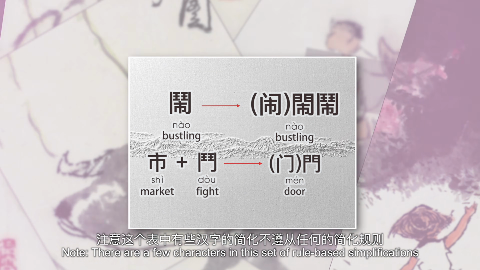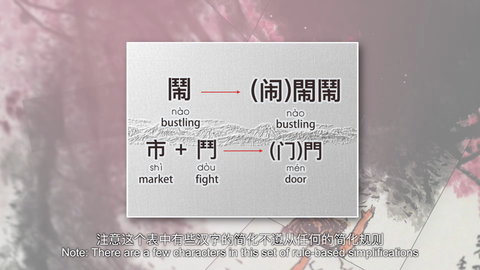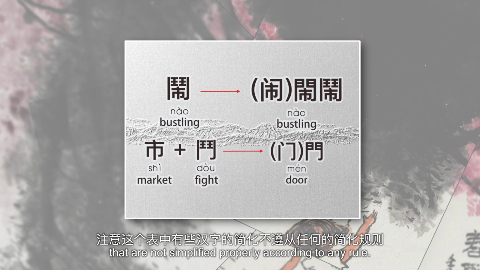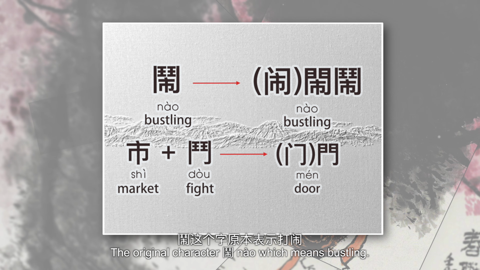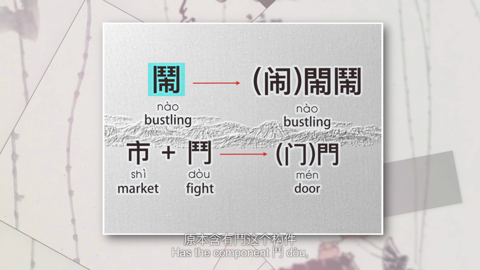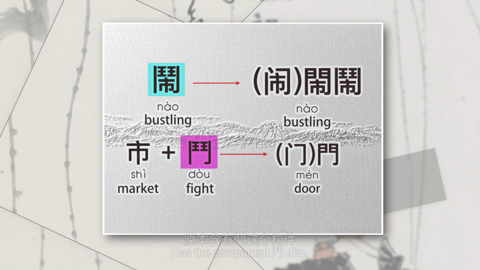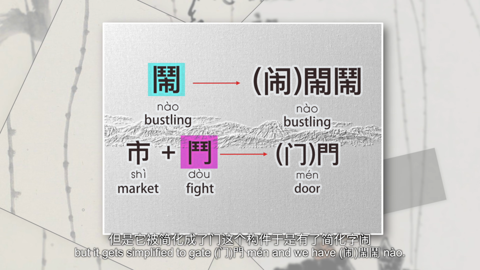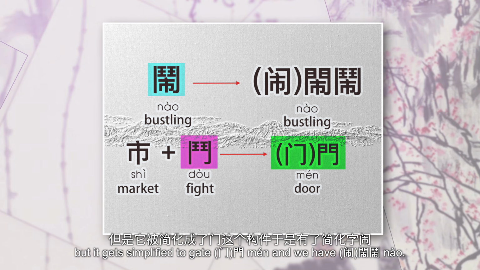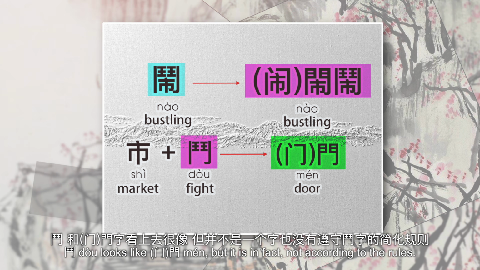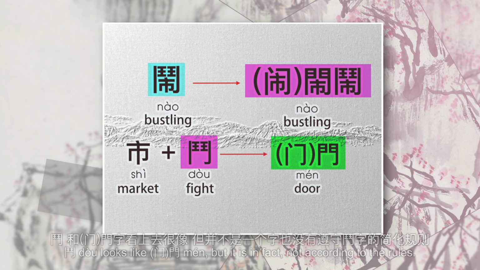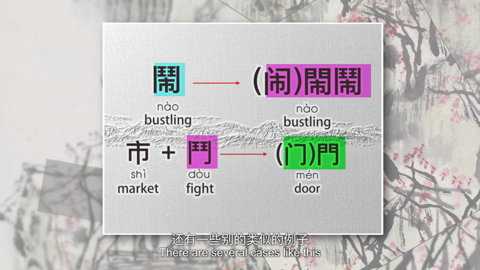Note: there are a few characters in this set of rule-based simplifications that are not simplified properly according to any rule. Example: the original character Nao, which means bustling, has the component Do, but it gets simplified to gate, Men, and we have the character Nao. Do looks like Men, but it is in fact not according to the rules. There are several cases like this.